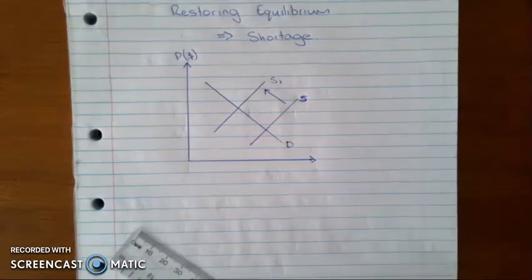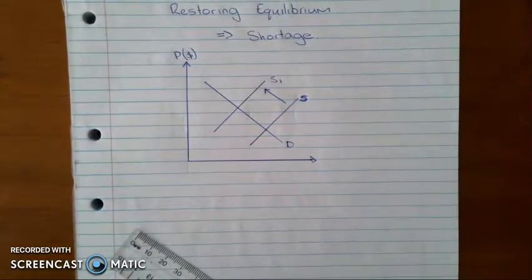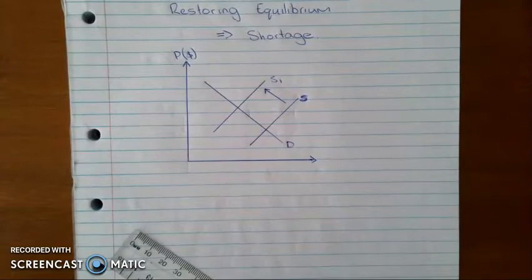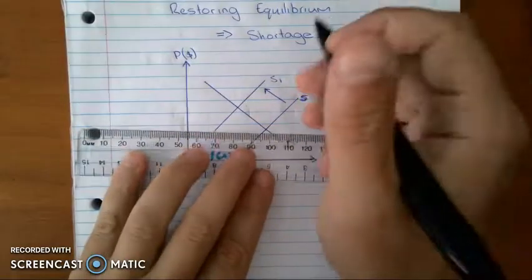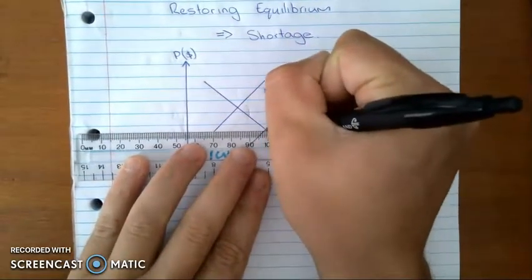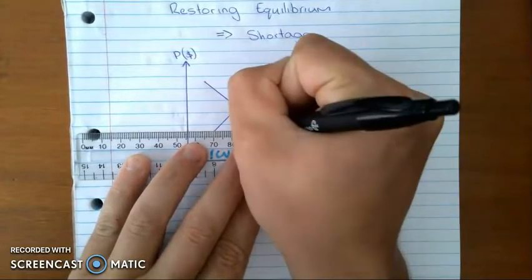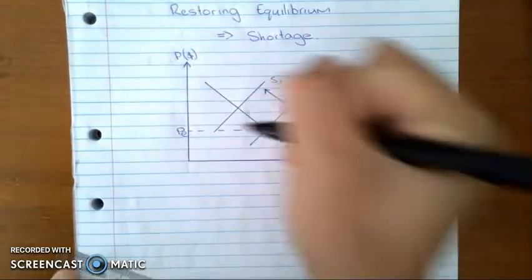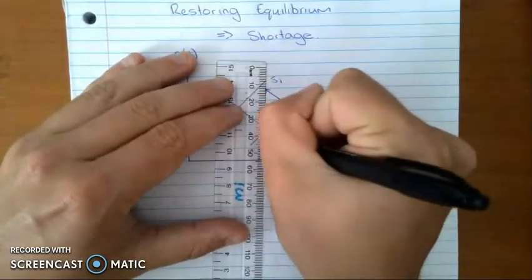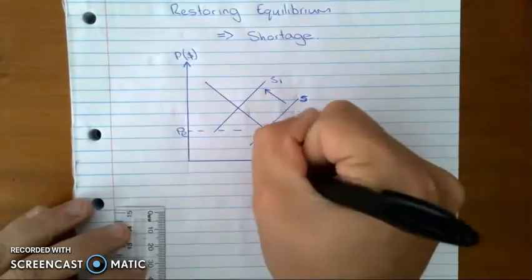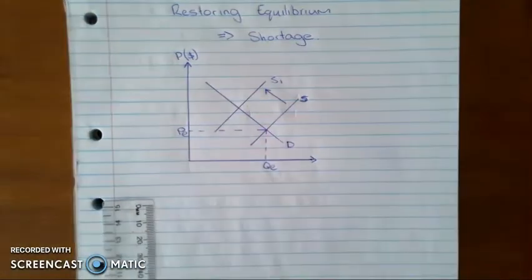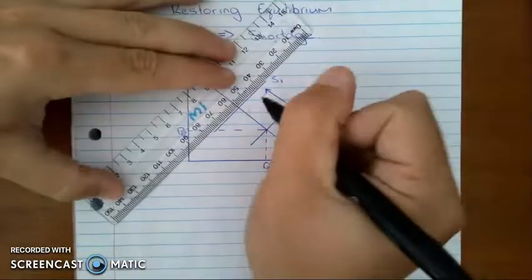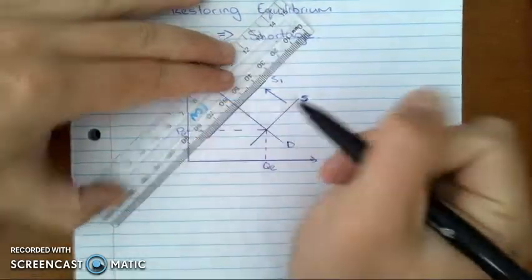And this video will be on restoring equilibrium when you've got a shortage. So as we did in the previous video, we need to label our PE QE, so our original equilibrium point, which remember we do with these dots. So that would be PE, and we can drop down here and that will be QE. So in this, probably just need to make this a tad longer.